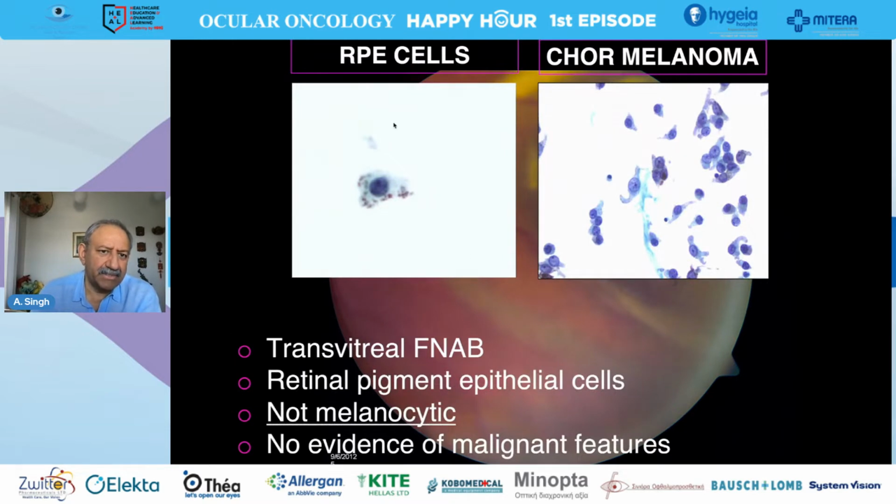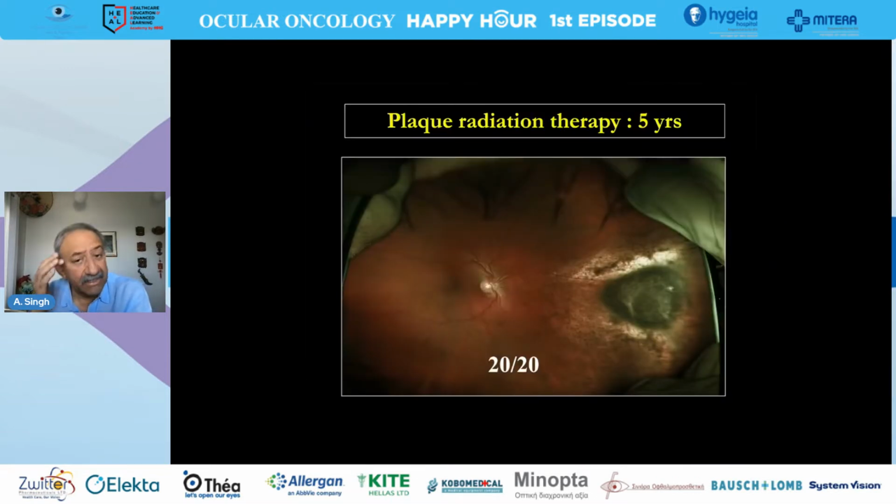Just for comparison, this is the patient's sample. This is the typical choroidal melanoma, which has spindle cells, maybe spherical polygonal cells. This is more like an epithelial cell with fine pigment. So this was clearly an RPE cell or RPE tumor. Now that it's growing and we have clear evidence that this is an RPE adenoma, we still had to treat it because it was growing, and we treated with plaque therapy.